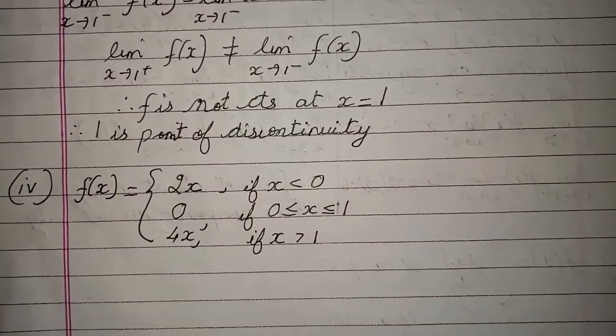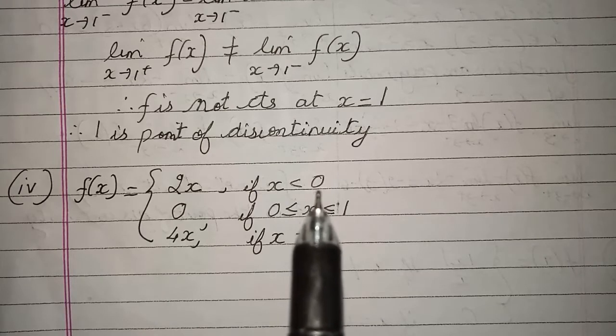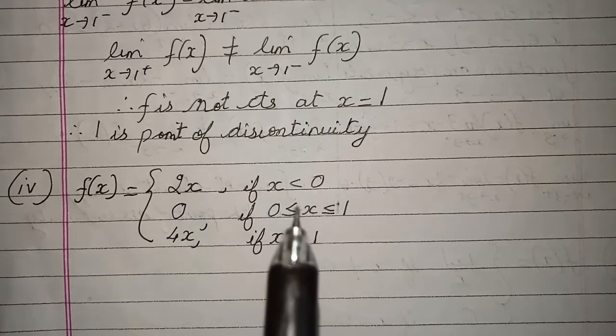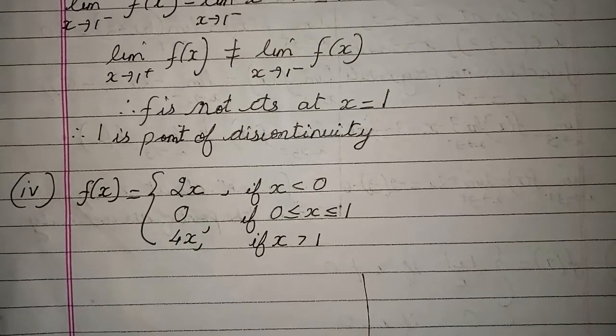Okay. Now the next one. f of x is 2x for x less than 0, 0 for x between 0 and 1, and 4x for x greater than 1. So here also you can see that the points are 0 and 1: x less than 0, x greater than 0, x less than 1, x greater than 1. Okay, so let us write the known facts, whatever we can write.